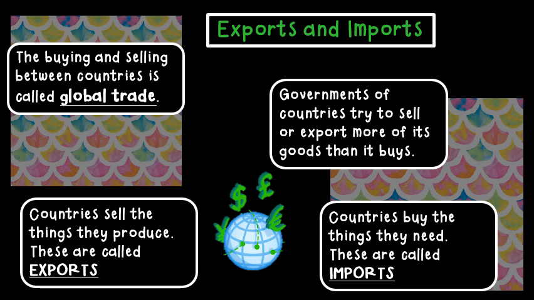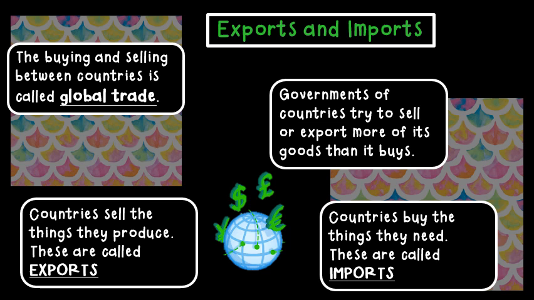Okay, then we are learning about exports and imports. So if you turn to page 38, you will get an in-depth definition of exports and imports. But just to go over it quickly, we need to know that trade happens between countries. So South Africa will trade a few of their goods with another country in return for their money. Now, when this happens between countries, it's called global trade because it's happening around the world. Governments try to sell or export more of their goods than they buy, and this helps a government make a lot more money.